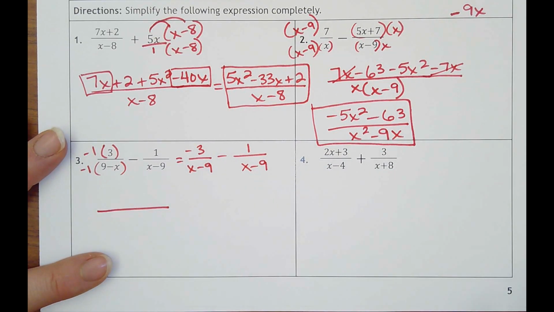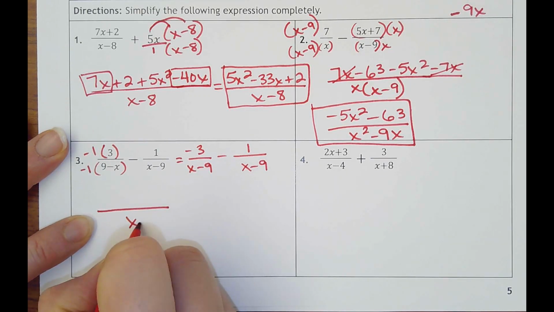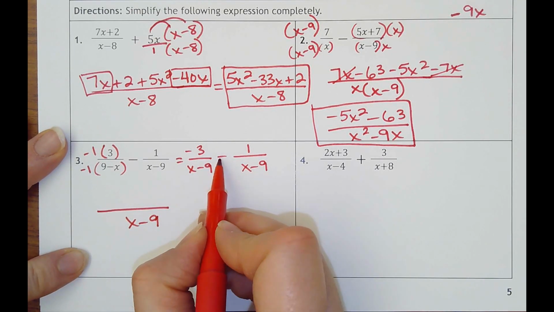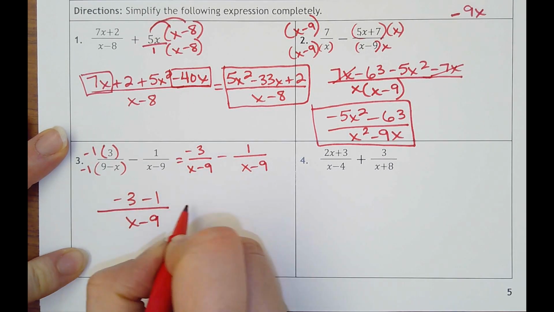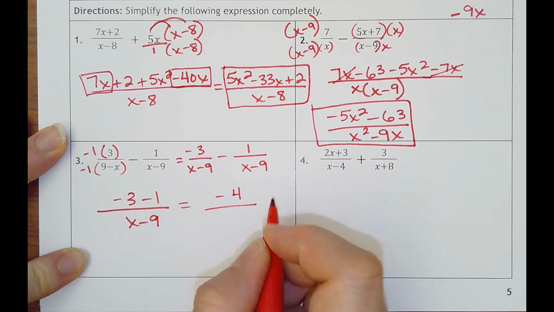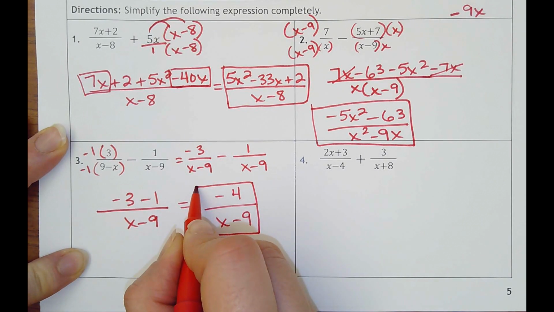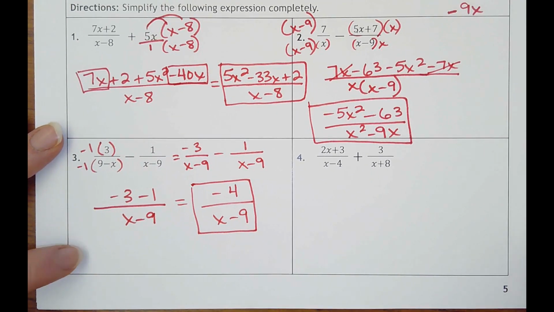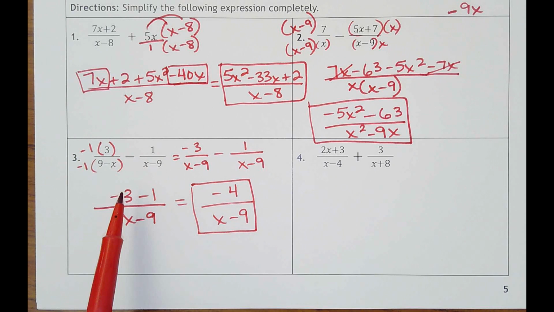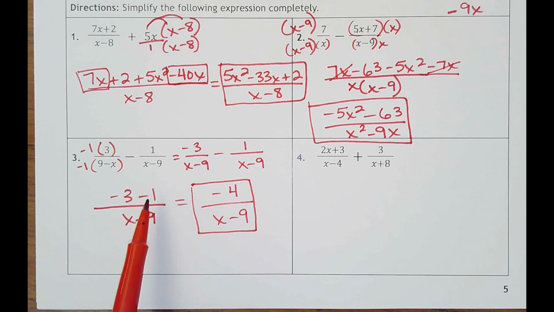So actually these do have a common denominator. That would be x minus 9. Negative 3 minus 1 would be negative 4 over x minus 9. Okay? And you wouldn't have to rewrite it. It just made more sense in my brain to do that.